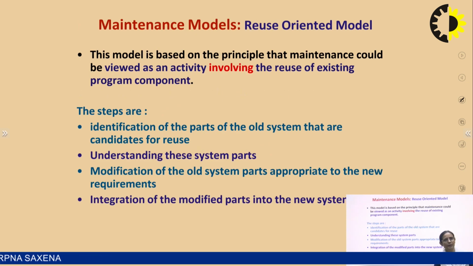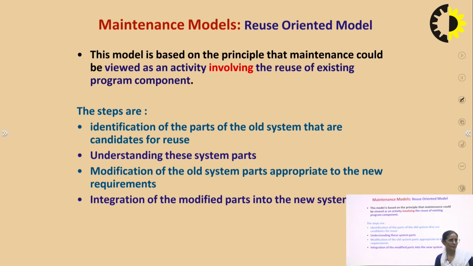Another model is my reuse oriented model. It says that the model is based on the principle that maintenance could be viewed as an activity involving the reuse of existing program components. Whatever you are updating, you are ultimately updating an old one, and whatever enhancement you are making to the old one, you are just producing or announcing it as a new component. So it says that you are reusing the existing program component.